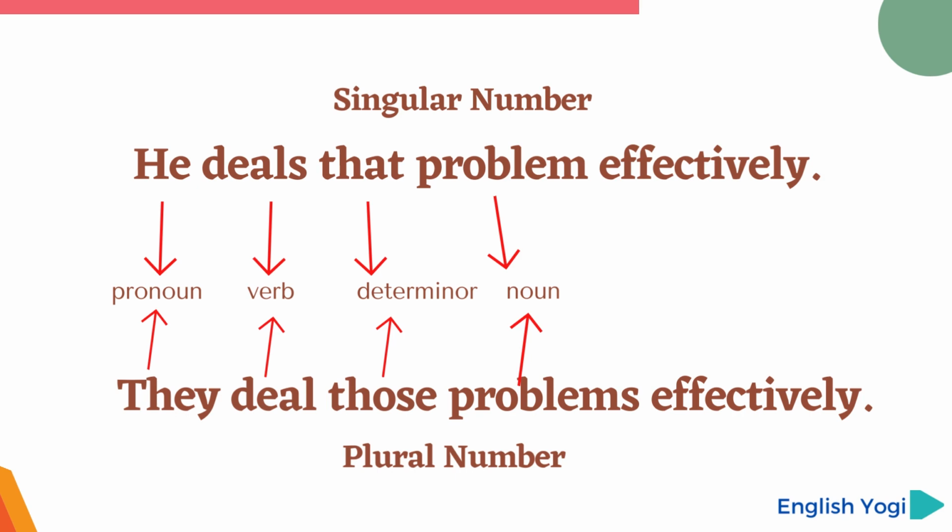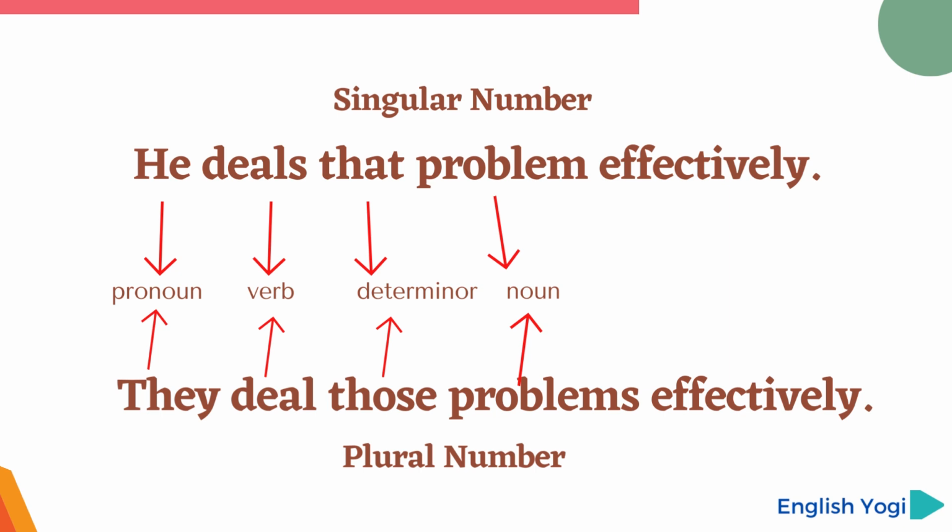So from this one example, we can understand what exactly number is. The first sentence is: he deals that problem effectively. And the second sentence is: they deal those problems effectively. In the first sentence, there is a singular pronoun, singular verb, singular determiner and singular noun. In the second sentence, it is plural number. It has a plural pronoun, plural verb, plural determiner and plural noun.